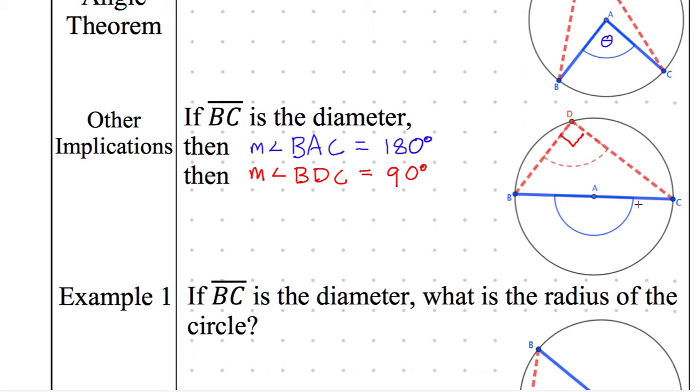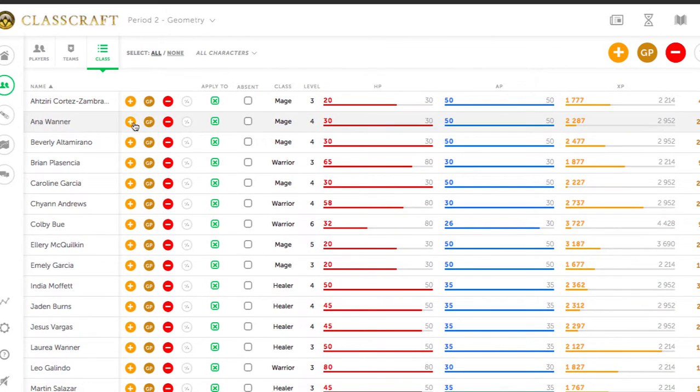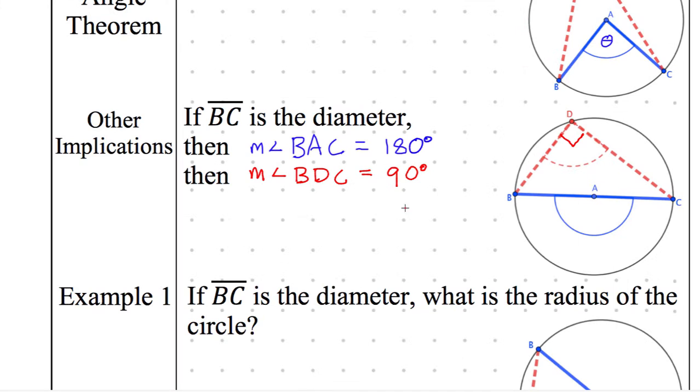All right, so let me give Anna her XP and her marble as well, and then we can move on. Are there any questions up to this point? That's kind of a big, fun theorem. It allows a lot of math to happen.